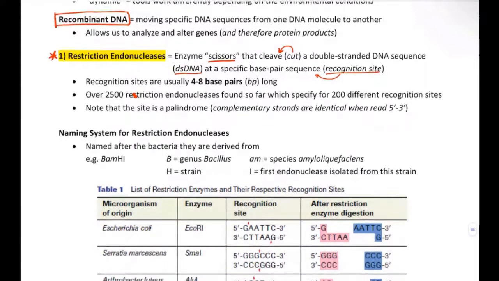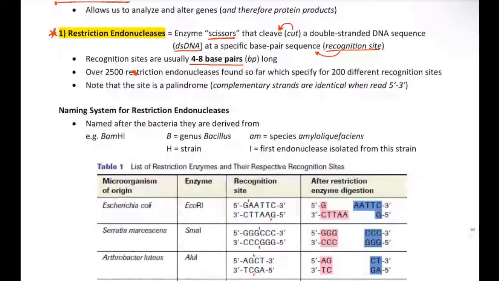Depending on which scissors you have, they can recognize different sites, but they're usually somewhere between 4 to 8 base pairs long in the sequence. So BP for base pairs from here on out. So far we've discovered over 2,500 different enzymes that will do this job for us. And between them, there are about 200 different sequences that they'll cut. That means that some of them overlap. They might cut the exact same sequence as another endonuclease.